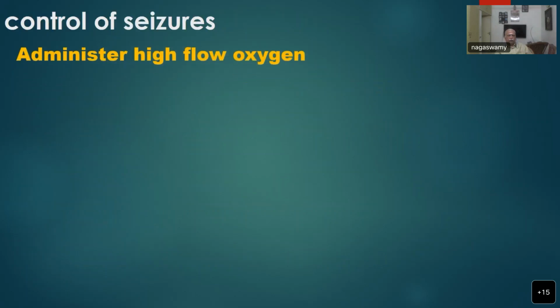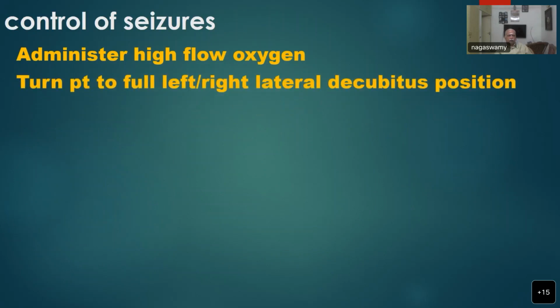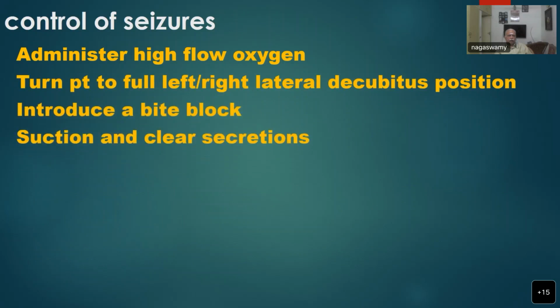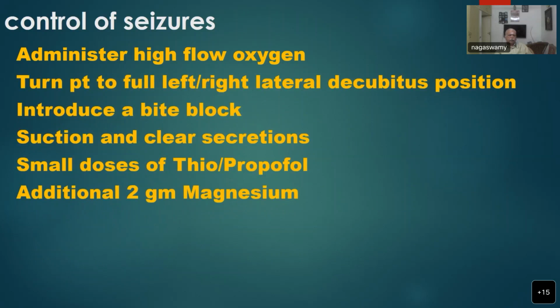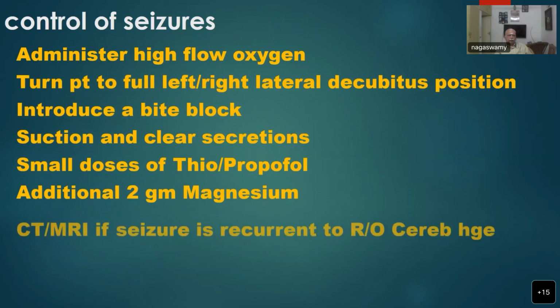So what are the steps to control seizures? Administer high flow oxygen, turn the patient to full left or right lateral decubitus, place the bite block, and suction and clear the secretions from the oropharynx. Small doses of thiopentone or propofol can be given. Additional 2 grams of magnesium.